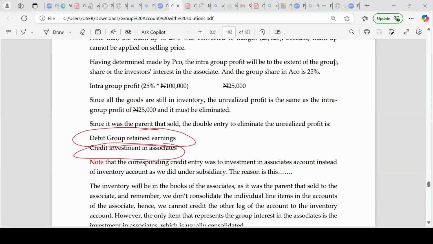Now, pay attention to this. I have mentioned this before. If it was a subsidiary, it will still come here. It is still going to be group retained earnings. The only difference is that if it was a subsidiary and the person who made the unrealized profit was the subsidiary, we would have shared between parent and NCI. So for the parent, it would have been debit group retained earnings. The remaining portion would have been debit NCI. Is this clear? Is this clear before I move to the other point?